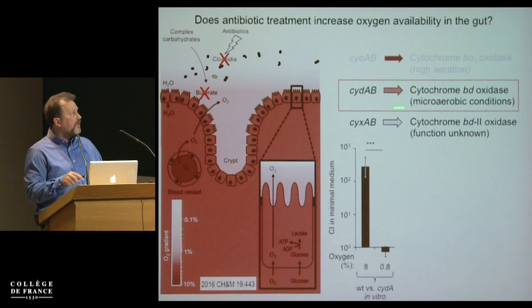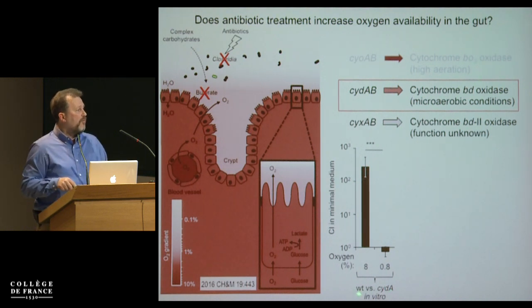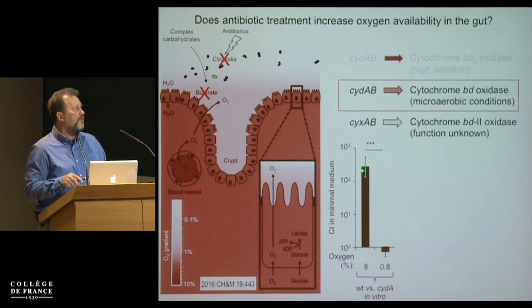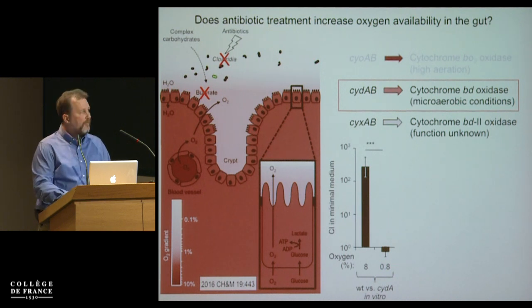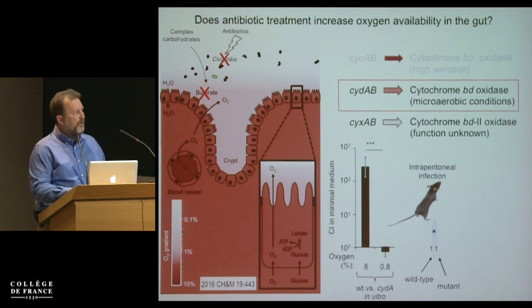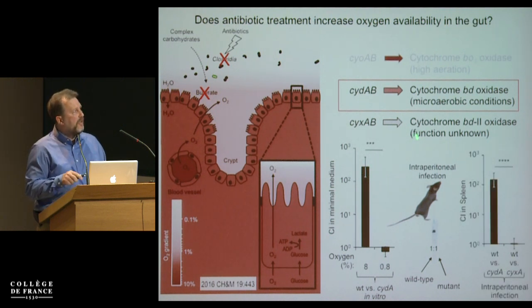So we first inactivated the BD oxidase, and when you compare the growth in vitro between the wild type and the strain lacking this enzyme, you see that at tissue oxygenation, at 8% oxygen, there's a nice advantage of this enzyme. But if you go below that to 0.8% oxygen, there's no advantage, suggesting that this would be required for growth in tissue. So when you infect mice IP to circumvent the gut and then recover bacteria from the spleen, you see that this enzyme, the BD oxidase encoded by cydAB, generates a nice fitness advantage in the spleen and tissue, whereas this other enzyme had no role during growth in tissue.